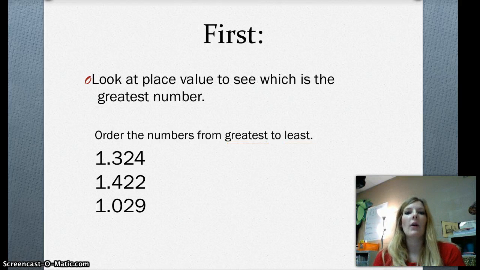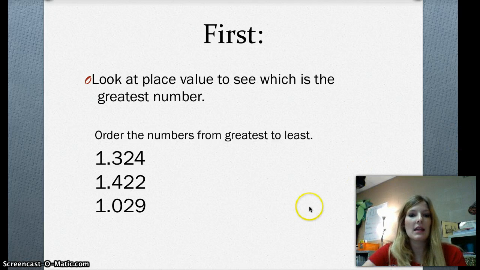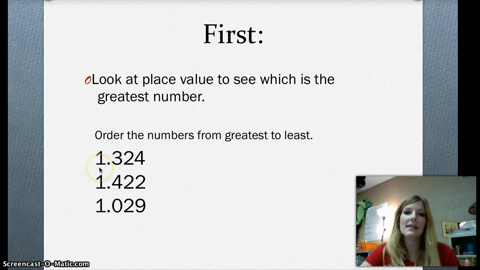Okay, so I want you to go ahead and write in your notebooks. First, you can do number 1, however you want to do your steps, but this is the first step that we use when we are ordering decimals. You're going to look at each place value to see which is the greatest number, which has the most worth. So if you look at these 3 numbers, they all have a 1 in the ones column. I'm looking on the left-hand side of the decimal.